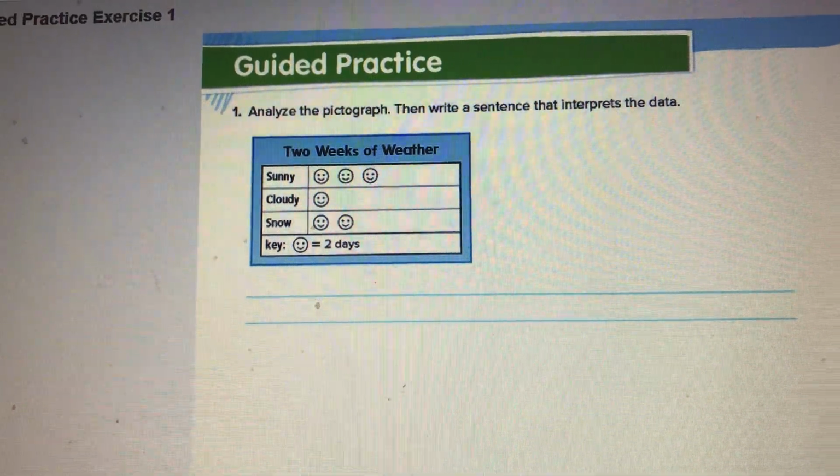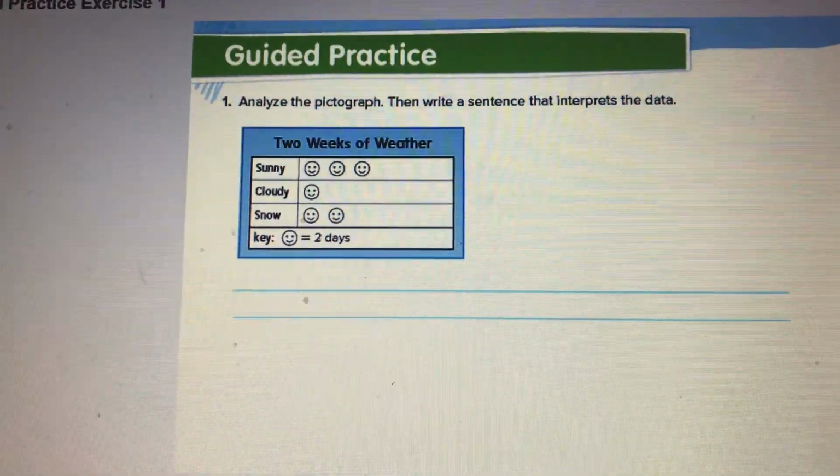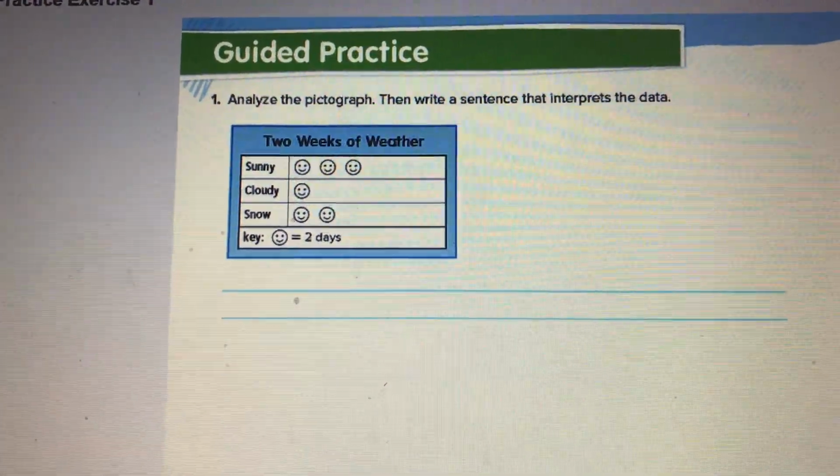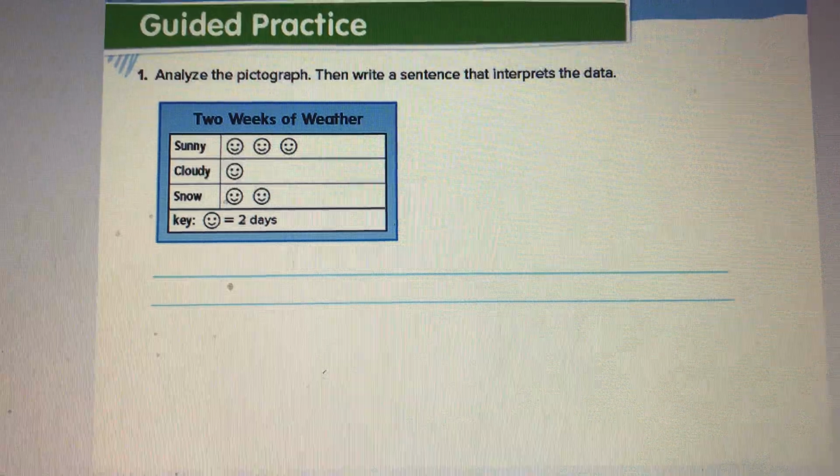Okay, analyze the pictograph, then write a sentence that interprets the data. Just do your best on writing a sentence. I'll help you with it. And on your homework, you don't have to do too many sentences, just a few.